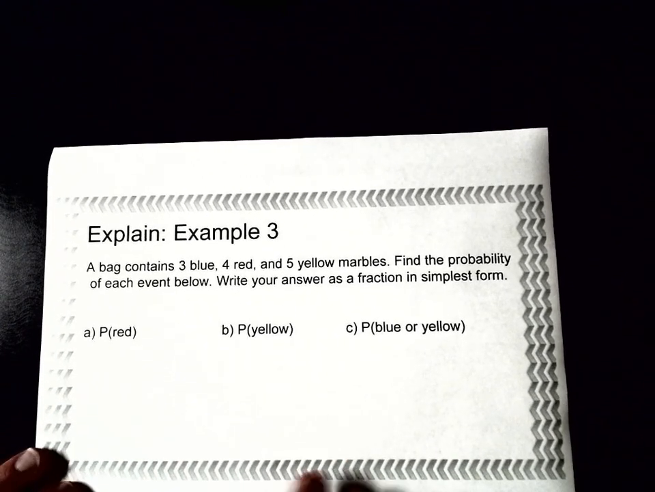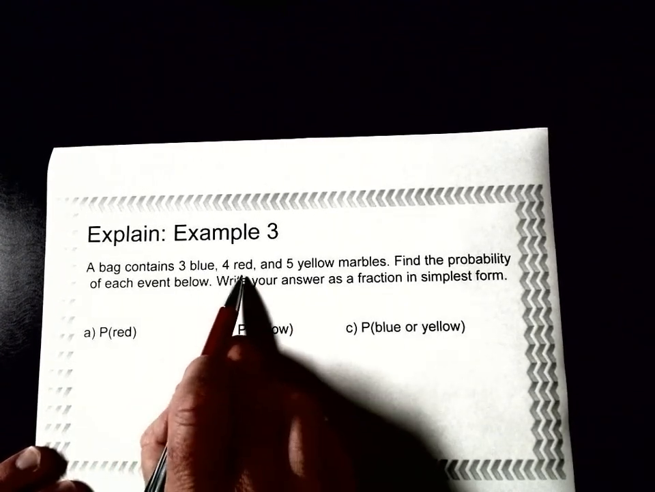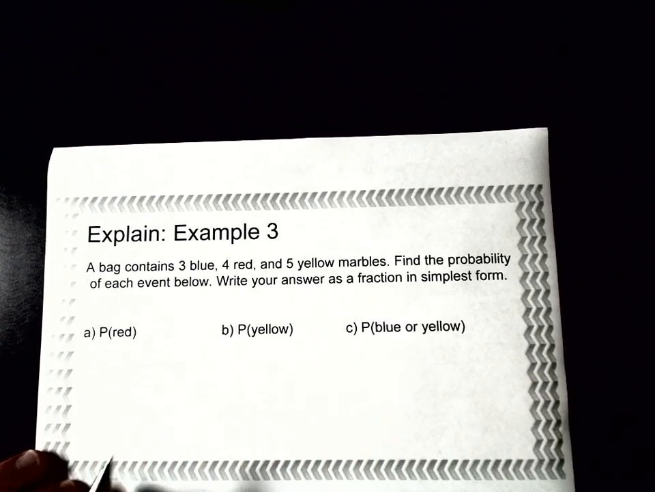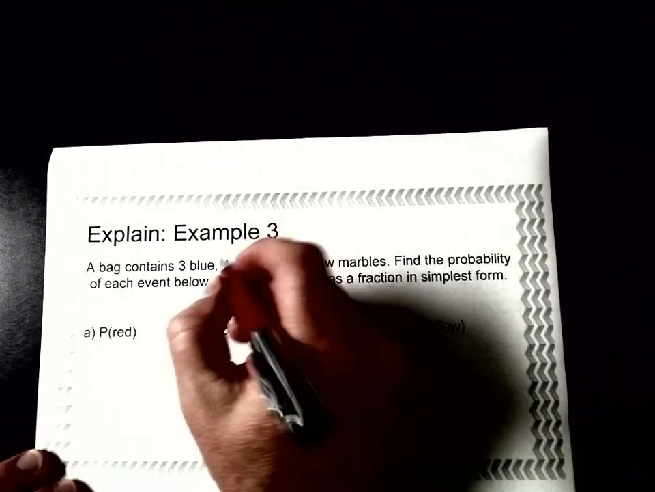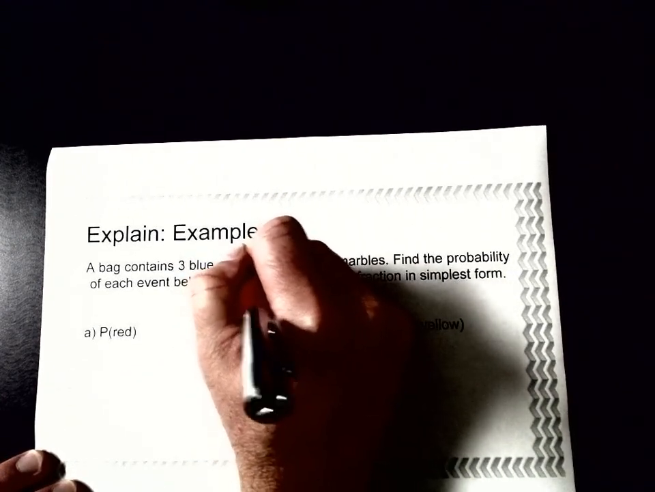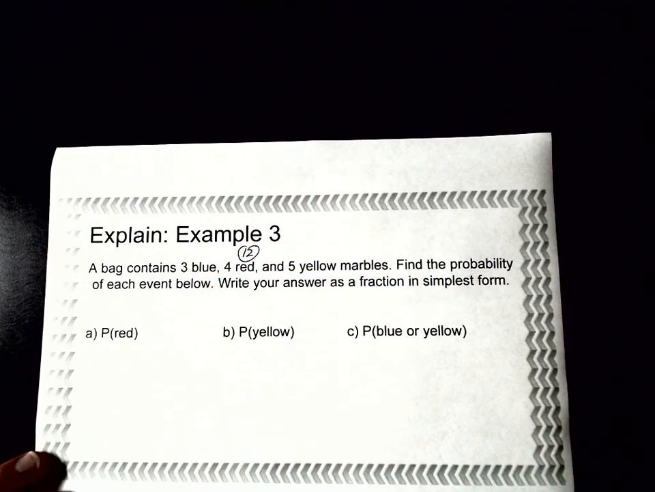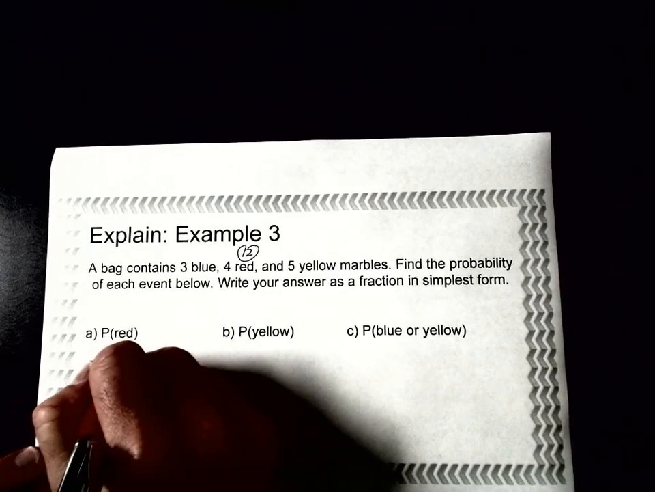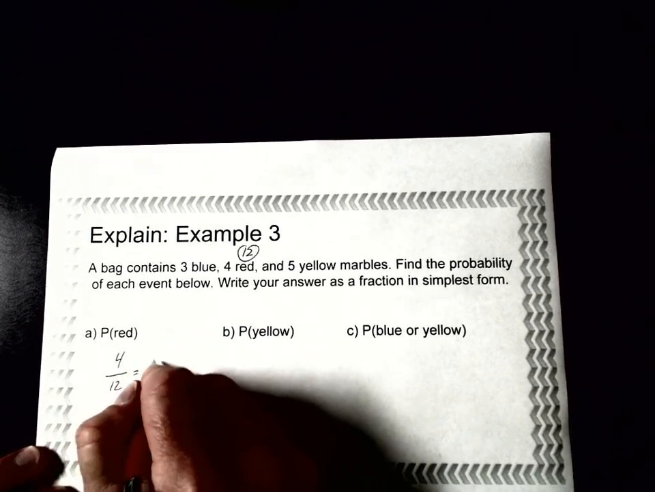Example 3. A bag contains 3 blue, 4 red, 5 yellow marbles. Find the probability of each event. Write in a fraction. All right, so we have a total of 3 plus 4 plus 5, total of 12 marbles. Probability of a red. So we have 4 reds out of 12, and that reduces to 1/3.